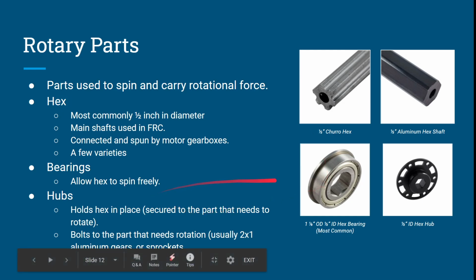And then bearings allow hex to spin freely so that it supports it in all directions from loads that it may encounter, but it also allows it to spin freely while it's receiving these loads. Then you have hex hubs. You can just make hex-shaped holes, but hex hubs are a common off the shelf solution. You can just stick the shaft through there, bolt the hub to something, and then when you spin the shaft, the whole hub will move, and then whatever it's bolted to will move as well.